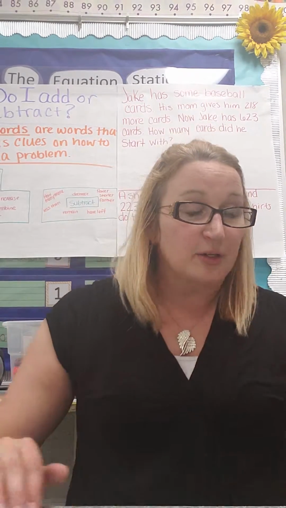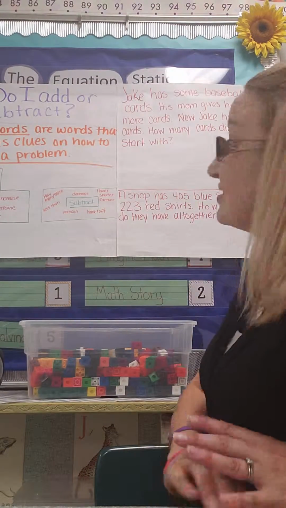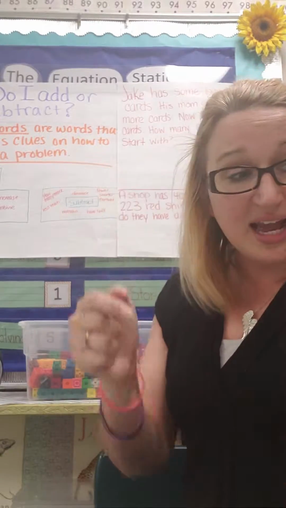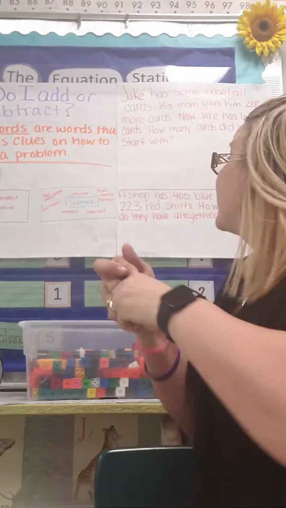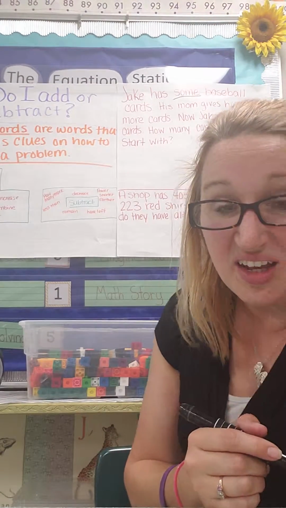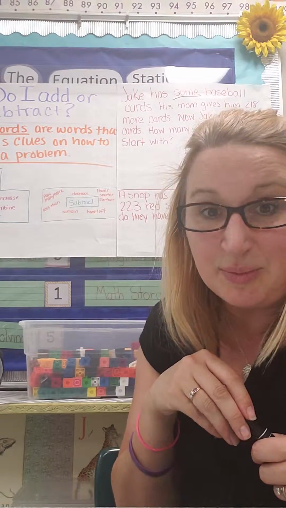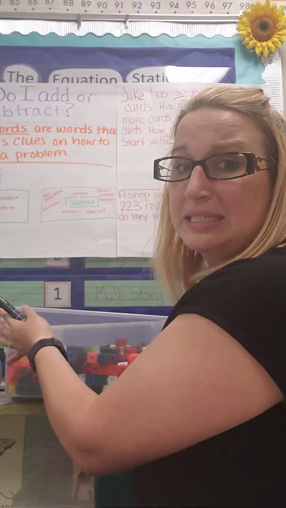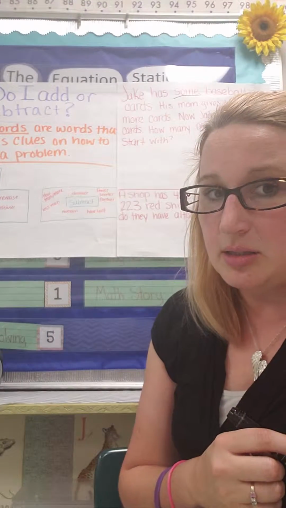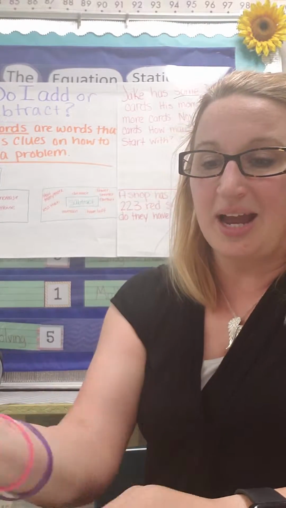So my very first problem says, Jake has some baseball cards. Okay, so already I know that some is a key word because I'm not given how many he has. They just tell me some. So he has some baseball cards.